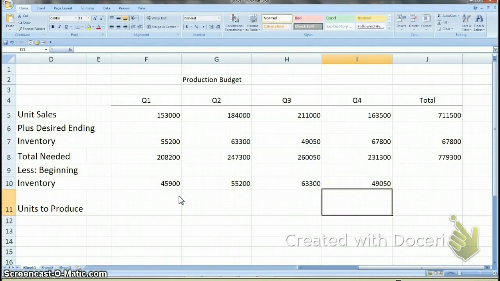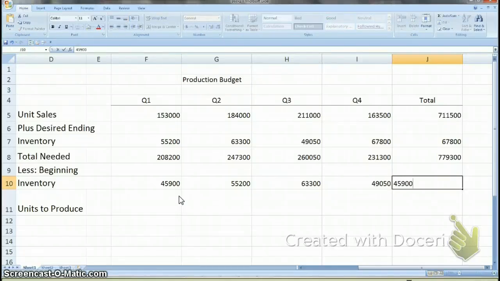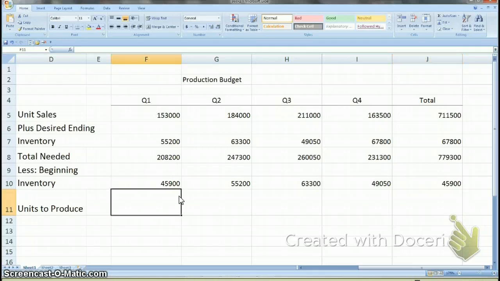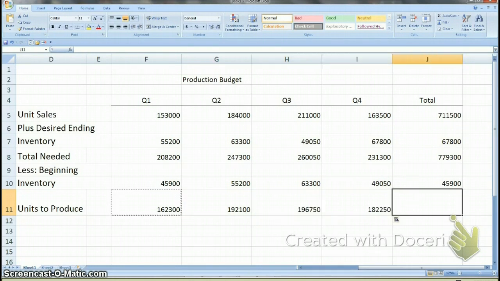Now, to calculate the beginning inventory for the whole year, again, you got to step back and think. It's a whole year. What was the beginning of the year? The beginning of the year was the beginning inventory in quarter one, and that is the number that you have to put here. So you're going to have beginning inventory of 45,900 as your total beginning inventory. Finally, to calculate how many units you need to produce, you subtract your beginning inventory from the total needed. So you take the 208,200 and subtract 45,900, giving you 162,300. You're going to do that same calculation all across quarter four and for the total end of the year.